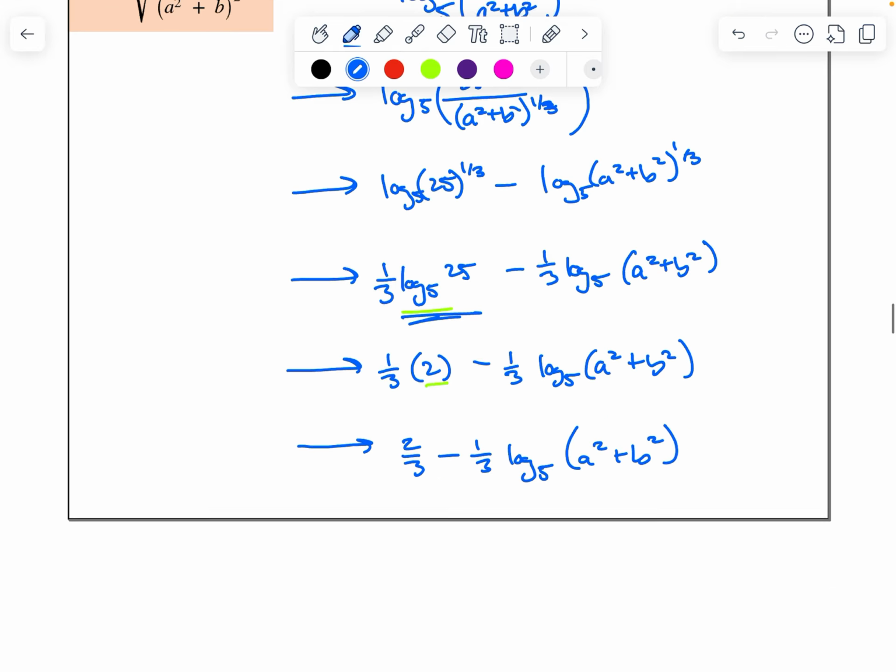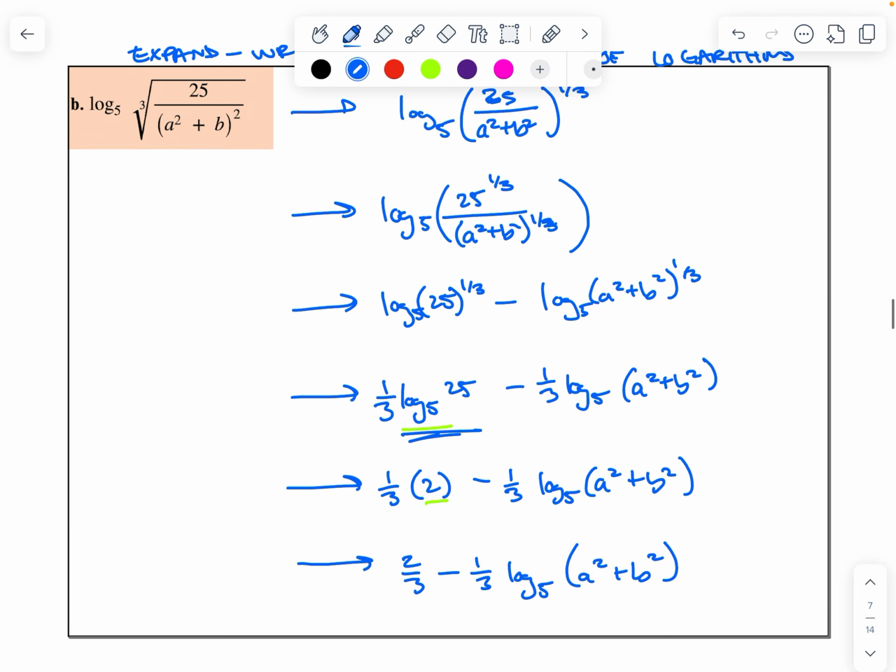We know that anyways, if we take that off to the side, log base 5 of 25 is the same thing as 5 to the something equals 25. And so that must be 2, right? 5 to the 2 is 25. That's what we were doing last class.